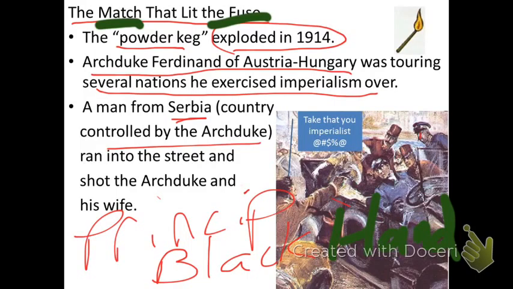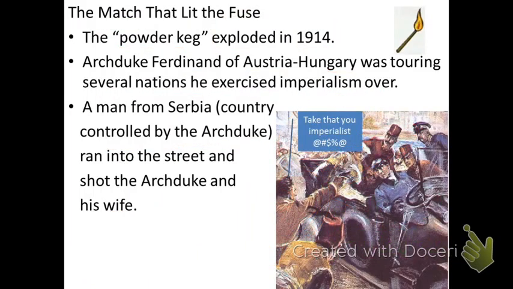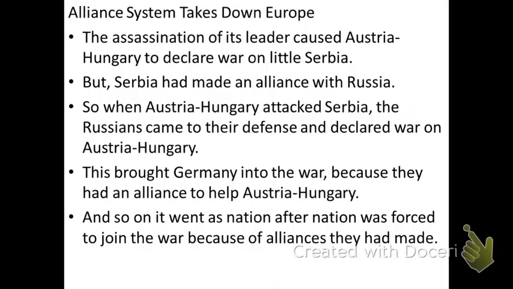Now this picture right here is something I took directly from the STAAR PowerPoint, and you can see there, "Take that, you imperialist swine," or whatever words you want to put there. So this is Princip right here, shooting and killing the Archduke and his wife, and that should be them right there. And that was the match that lit the fuse, which exploded the powder keg, which became World War I.